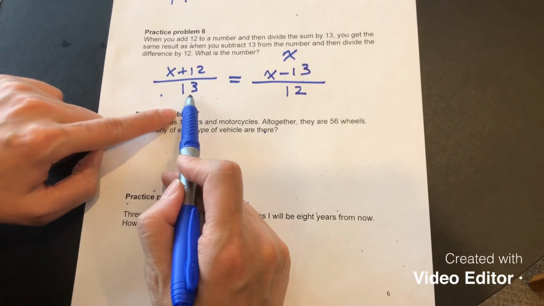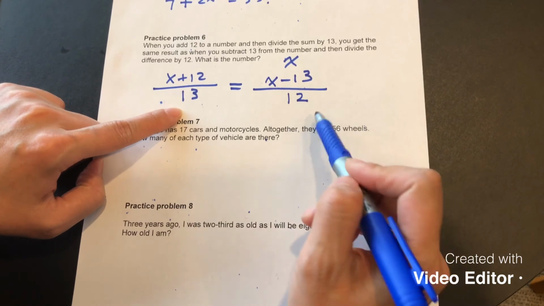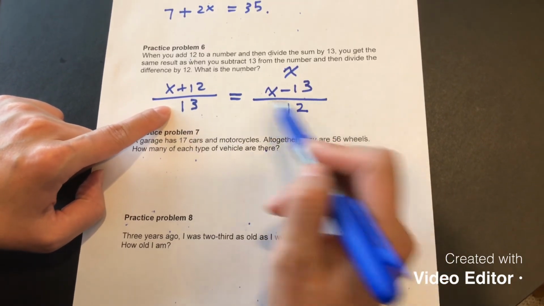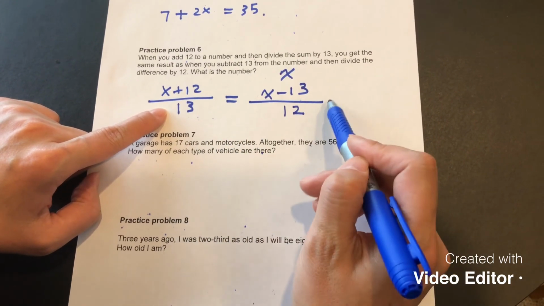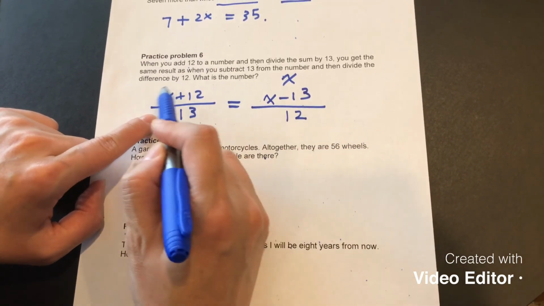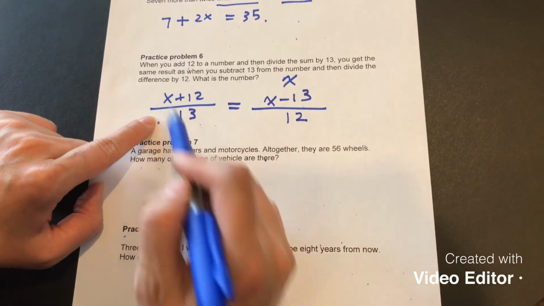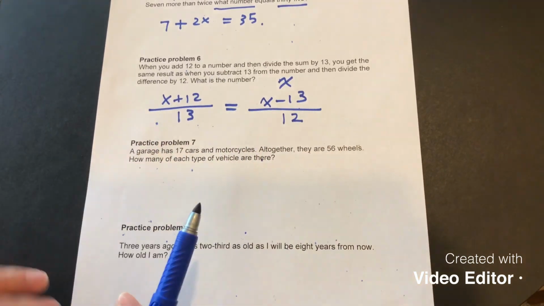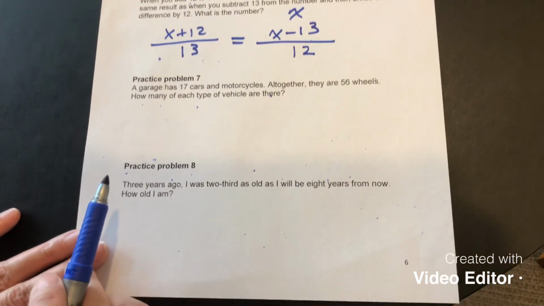So here, denominators of 13 and 12. If we want to get rid of the 13 and 12, you multiply 13, and multiply 12 again to get rid of this. Then you have x on each side. You collect x on one side and move the numbers to the other side. Then you can solve this equation.